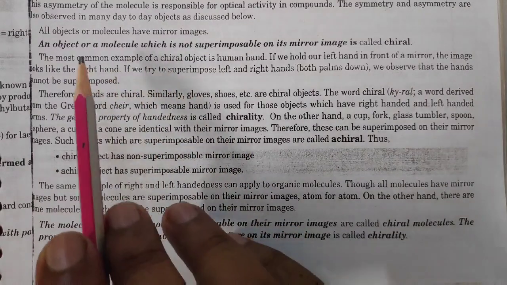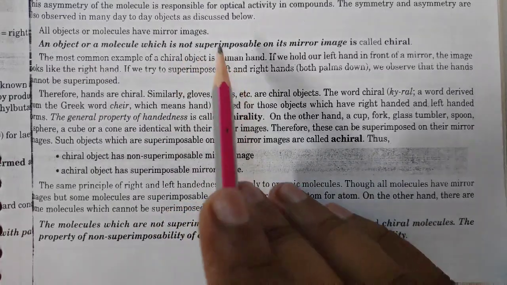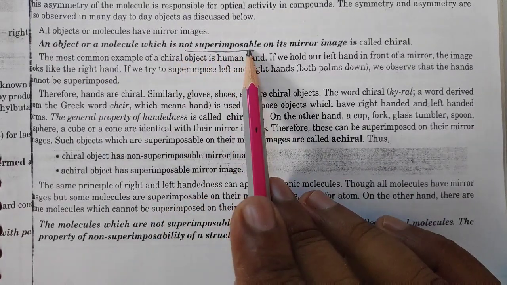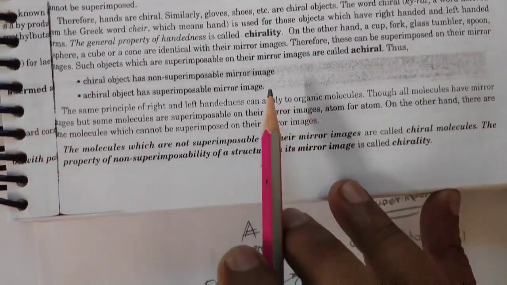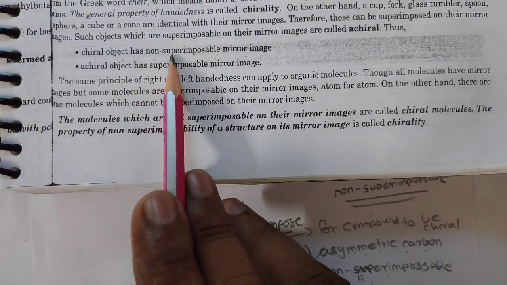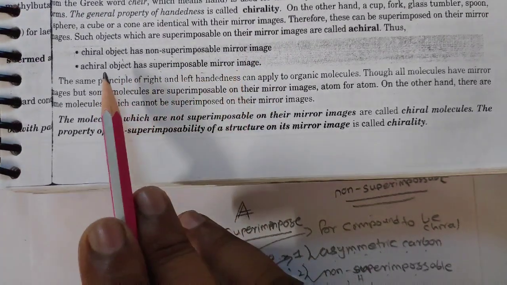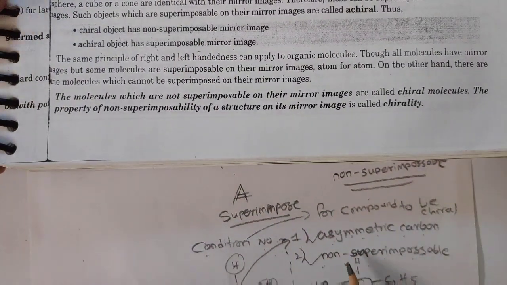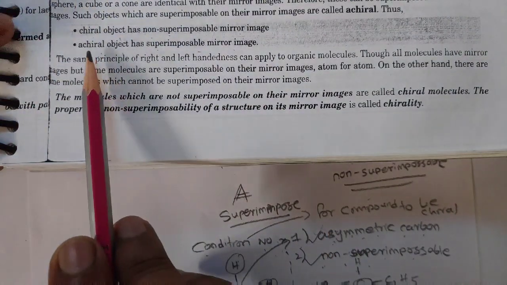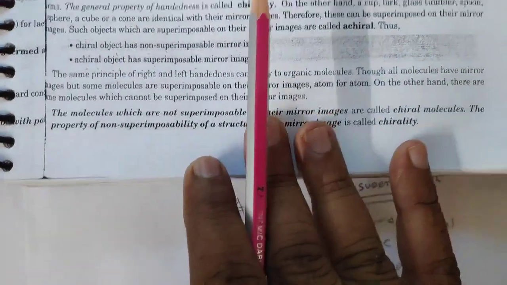Now you can see here, what is written? An object or a molecule which is not superimposable on its mirror image is called a chiral compound. That we already studied. Then chiral objects have non-superimposable mirror images, and for an achiral one, any one of those two conditions will not be satisfied. Can you see these two conditions? If any one is not satisfied, we call this an achiral compound, right? So everything is written here. You can go through this.